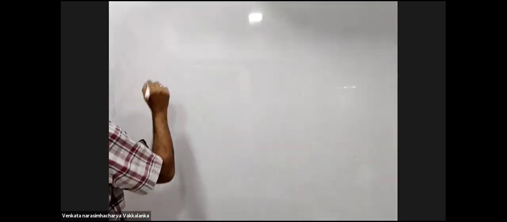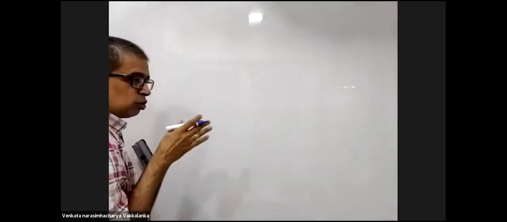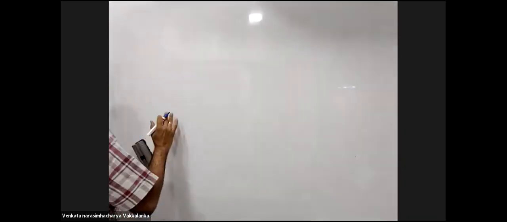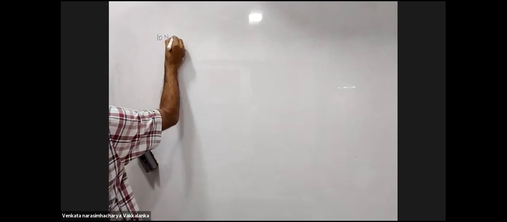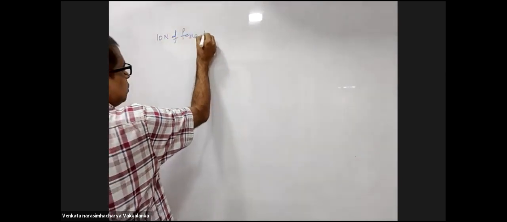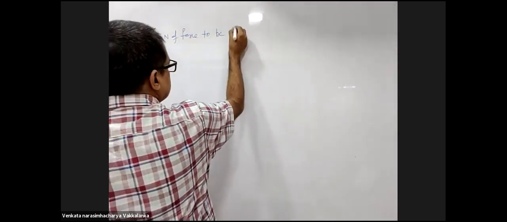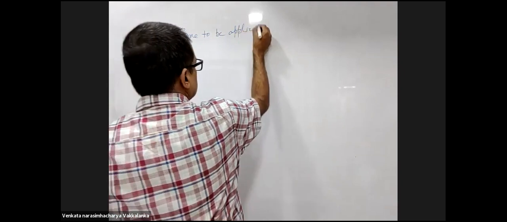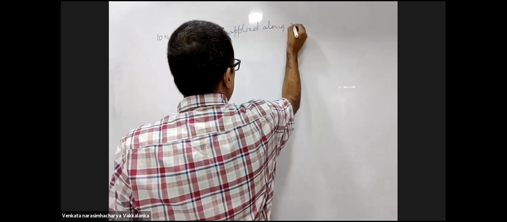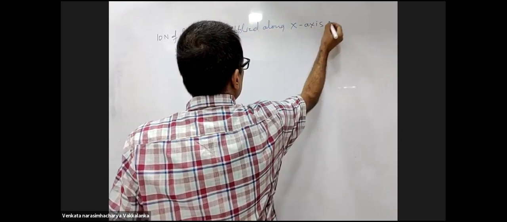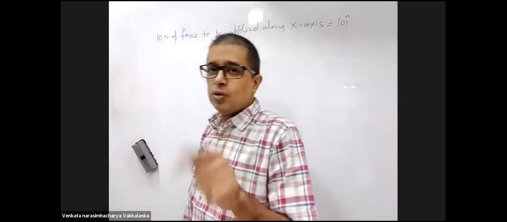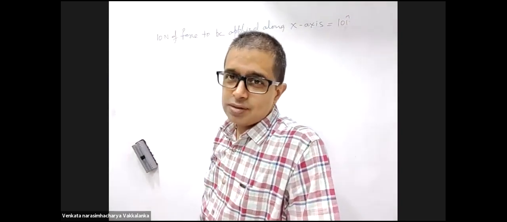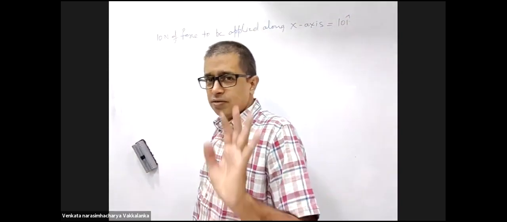Suppose I want a 10 Newton force to be applied in one particular direction, along x-axis. How do I write this? 10 i cap. i cap is the unit vector along x-axis. Right? Fair enough.